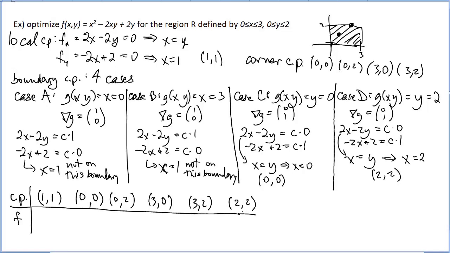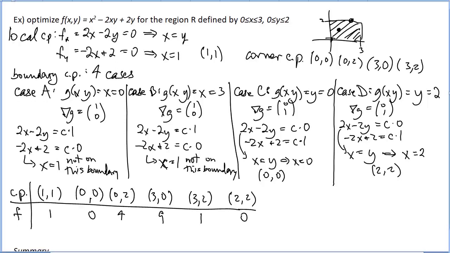Okay. So now we just plug each of these into the function and we see what we get. So 1, 1 plugged into the function gives us 1. 0, 0 plugged in gives us 0. 0, 2 plugged in gives us 4. 3, 0 plugged in gives us 9. 3, 2 plugged in gives us 1. And 2, 2 plugged in gives us 0.